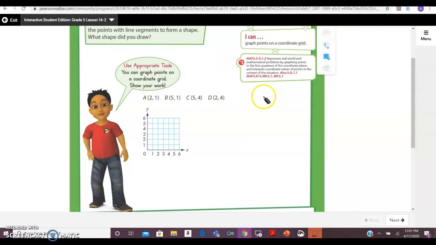Remember, an ordered pair is an X and a Y coordinate. The X tells us how far over to the right to go. The Y tells us how far up to go. So crawl, then stand. If we start with A, the X is 2, so we're going to go over 2 and stand 1. Then we have point B.